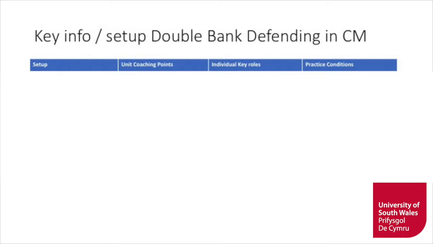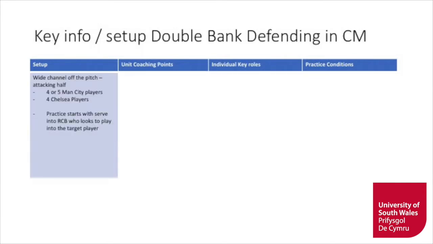Hopefully you've recognised from the Cadogan video that there are key bits of information related to the players involved, and you can see that illustrated on screen in the table. How you can set up the practice in the wide channel part of the pitch, in the attacking half of the pitch, and this will include 4 or 5 Manchester City players and 4 Chelsea players. And the practice should start with the right centre-back serving the ball into the target player. This being for the Chelsea team starting the practice.